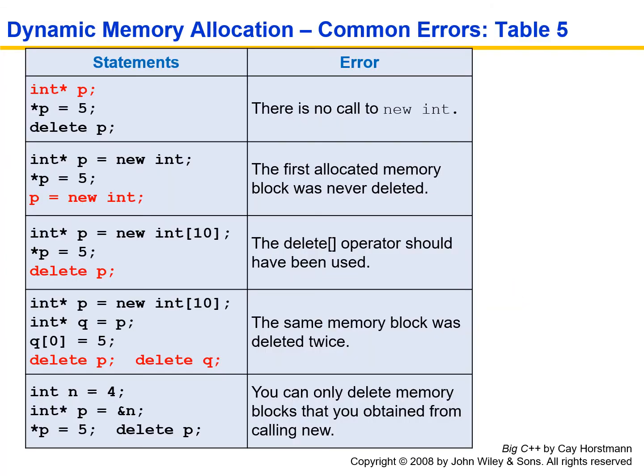We just talked about memory leaks. Some common errors with dynamic memory allocation. In the first one, p was never allocated with new, so you can't delete it. In the second one, p is allocated as a new int, and then you try to create another new int without deleting the first one. That's going to create a memory leak. The third one, p is created as an array of integers, but then it is deleted without the square brackets. So you're only going to delete the first part of p, you're not going to delete the whole array.